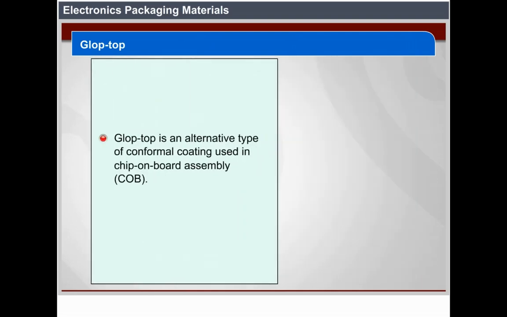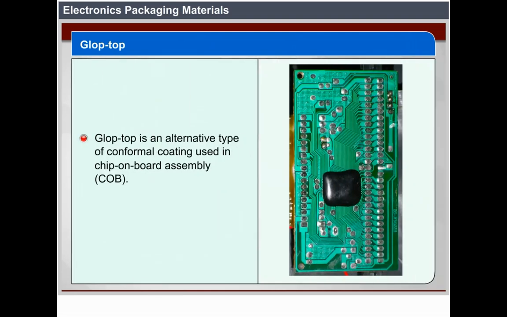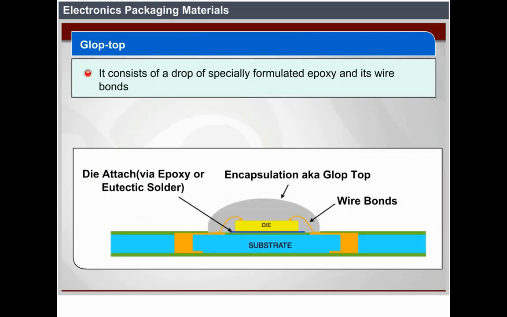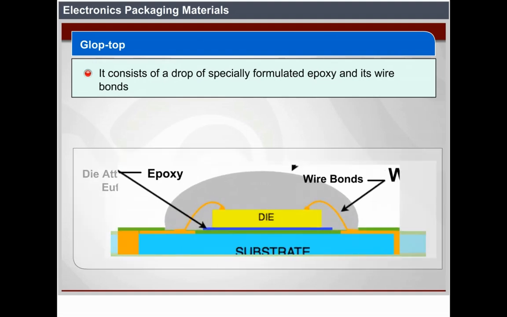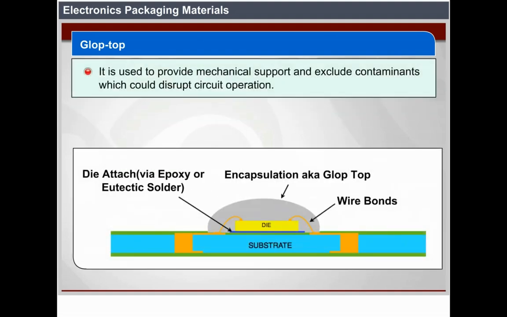Glob top. Glob top is an alternative type of conformal coating used in chip-on-board assembly. It consists of a drop of specially formulated epoxy over the chip and its wire bonds. It is used to provide mechanical support and exclude contaminants which could disrupt circuit operation.